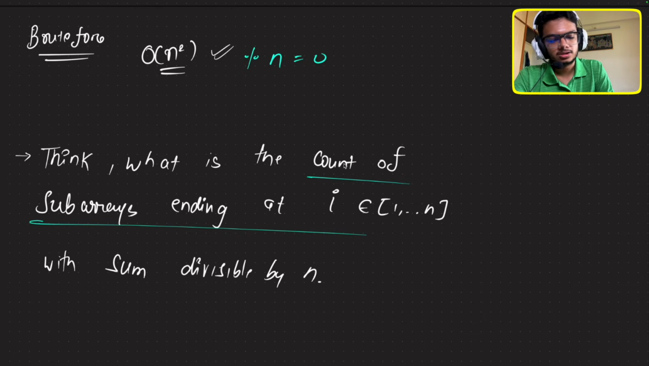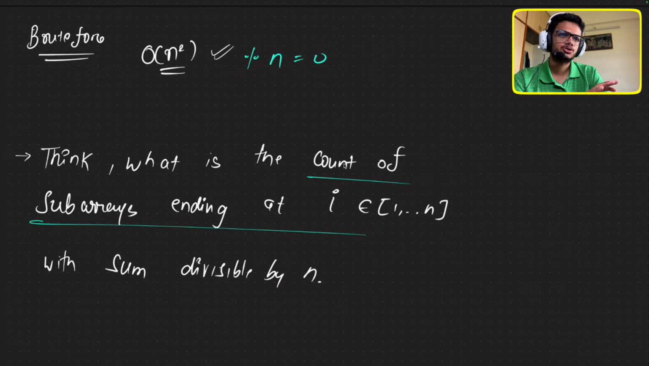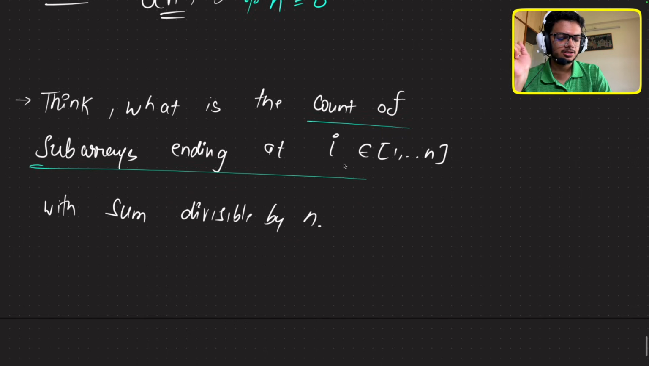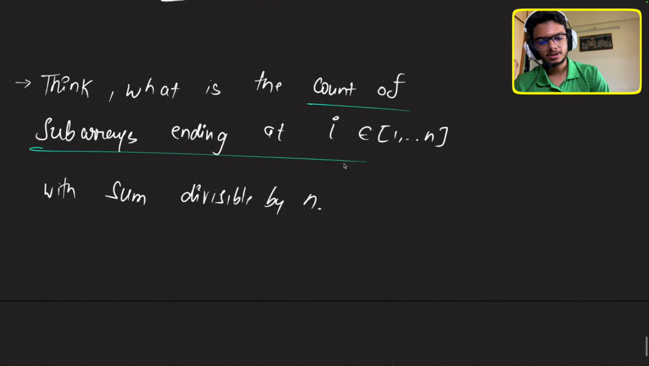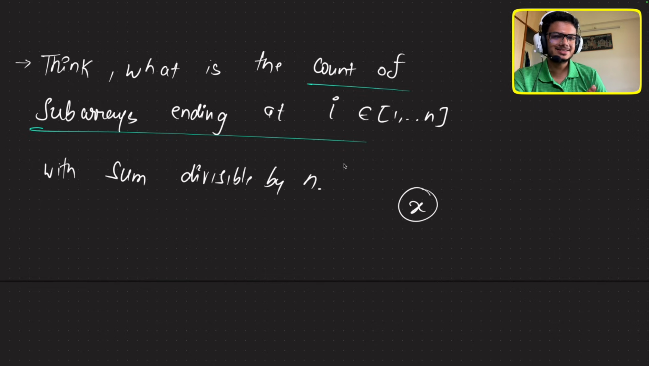So if you recall the previous question, like Subarray Sums 2, I do want you to remember that question, or if you have not watched that video, at least you should know what is the optimal approach for that question, right? I'll link the video in the I button above. You can check that out. But if you recall the previous question, how did we approach it? There you are finding how many subarrays ending at a given index had sum x, right? Here we are finding how many subarrays ending at a given index has sum mod n equals to 0.